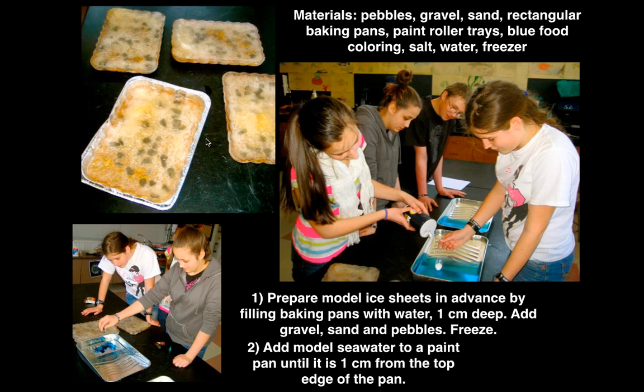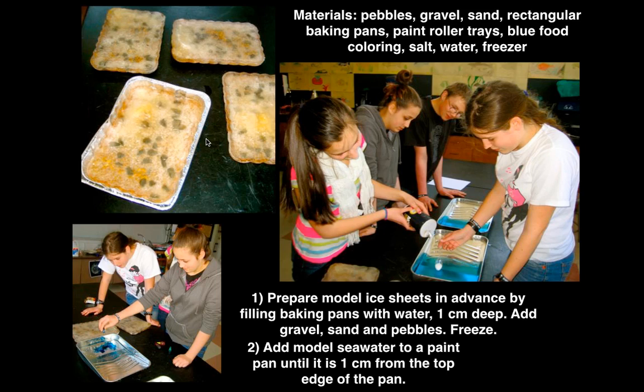So in advance, you'll need to freeze water in some baking pans. I actually use the disposable ones, but they're inexpensive and you can reuse them multiple times. You want to fill those pans with water about a centimeter deep, and then sprinkle in some gravel and sand and pebbles before you put them in the freezer. Again, I did this the evening before to get ready. And I had kids work in groups of 2.